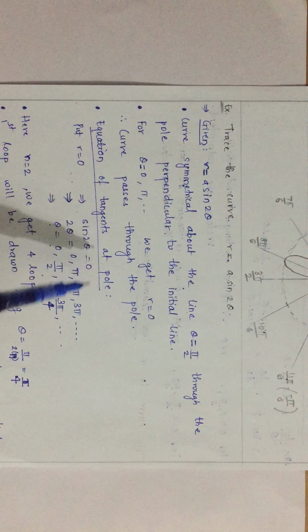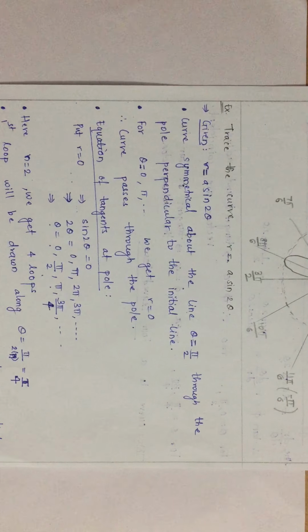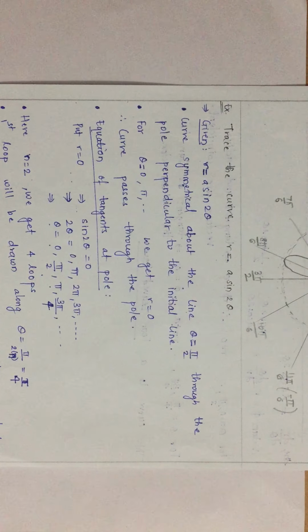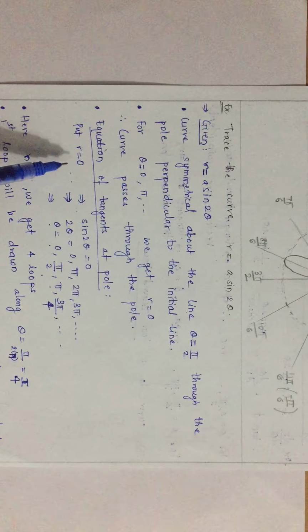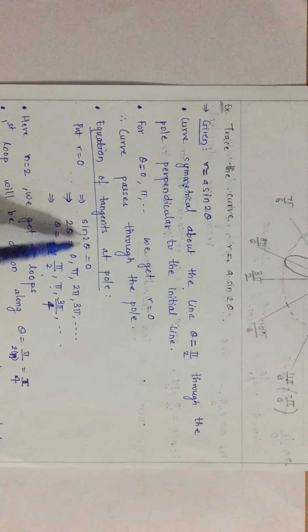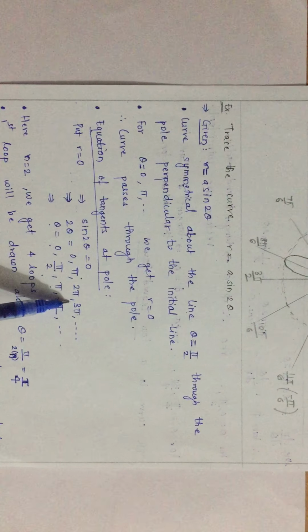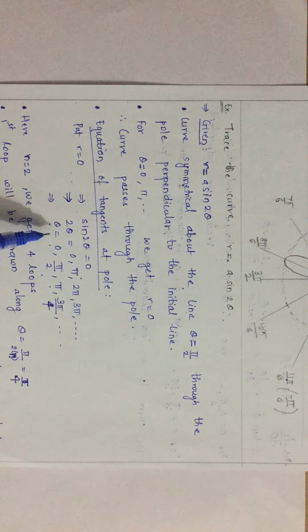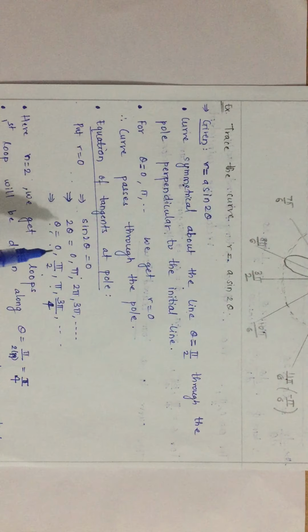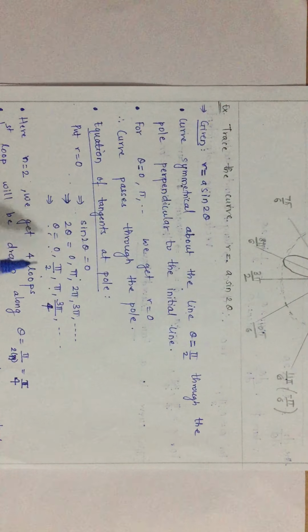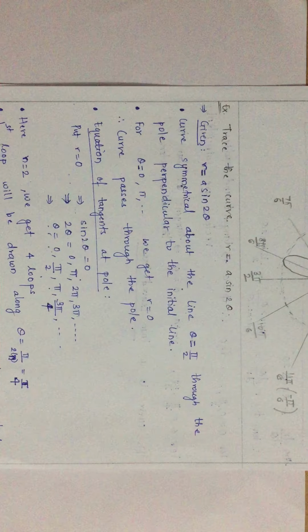Since the curve passes through the pole, now we need to find the equation of the tangent at the pole. For that, substitute r equal to 0. If you substitute r equal to 0, you obtain the equation sin 2 theta equal to 0. That means 2 theta is equal to 0, pi, 2 pi, and so on. So theta values for this equation will be 0, pi by 2, pi, and these will be the tangents to this curve.